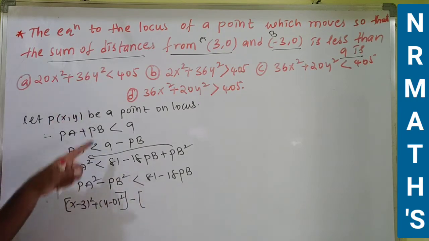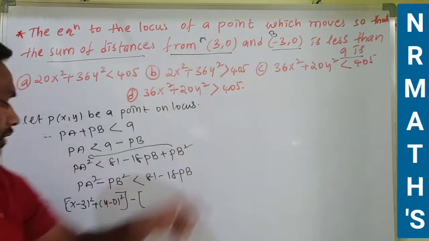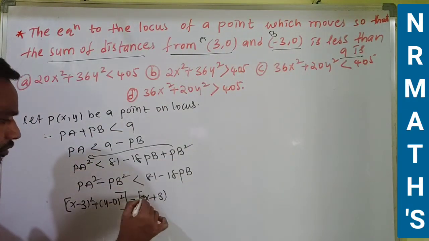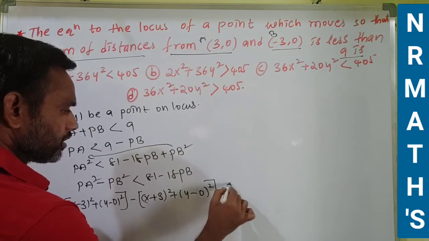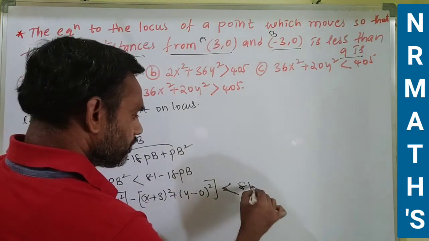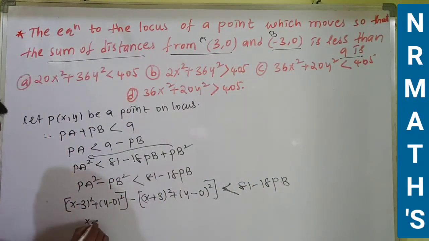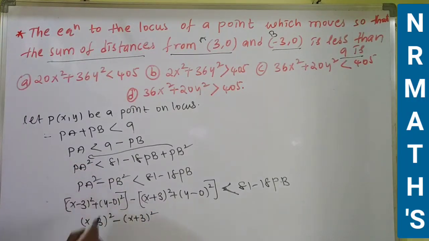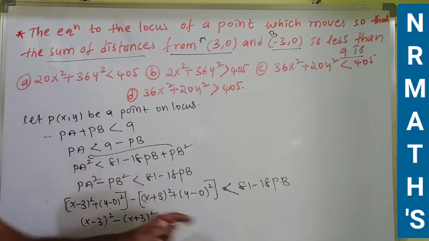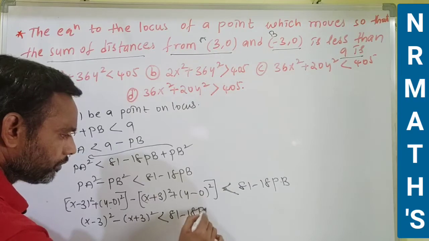Now P is (x, y) and B is (-3, 0). x1 minus x2 is negative, so we write (x plus 3) whole square plus (y minus 0) whole square is less than 81 minus 18 into PB. Now (x minus 3) whole square minus (x plus 3) whole square, plus y square minus y square which is 0, is less than 81 minus 18 into PB.